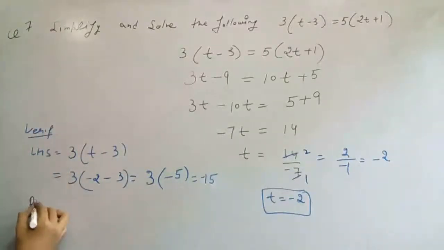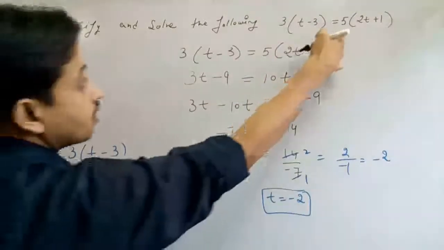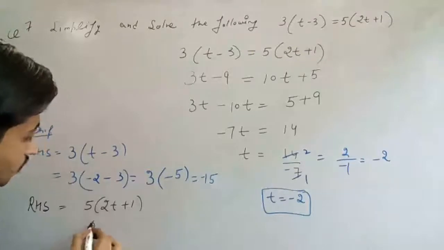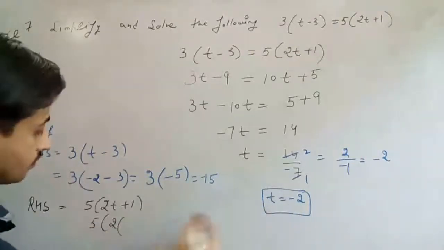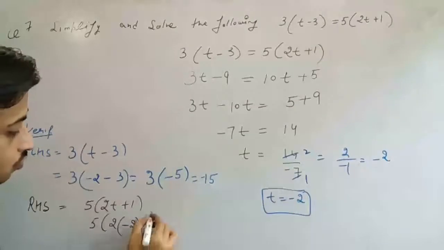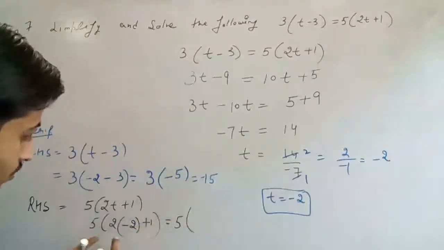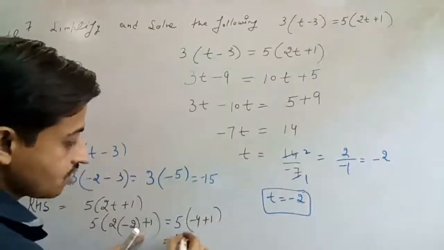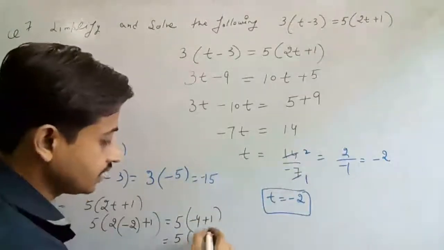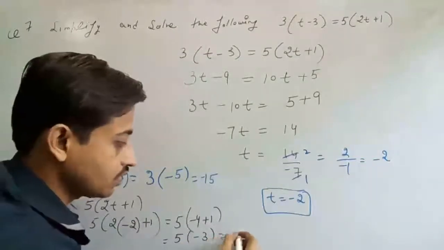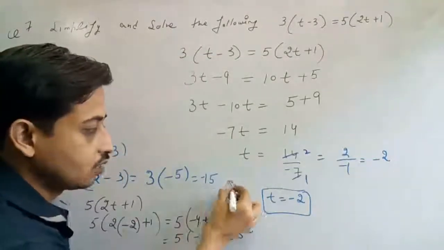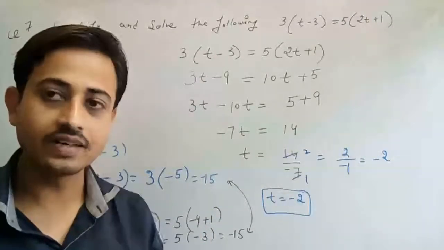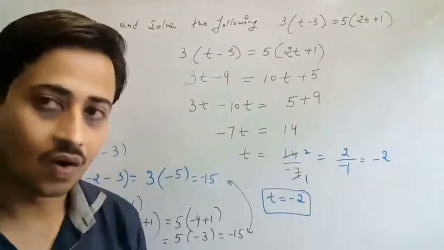Now try to solve right hand side also. Right hand side is what? 5 into 2t plus 1. Now put the value of t. T is what? Minus 2 plus 1. Now solve this. 2 into minus 2, minus 4 plus 1. Minus 4 plus 1, we get minus 3. And 5 into minus 3 is minus 15. Please take a look. Left hand side is equal to right hand side. So we already proved. Please make a note.